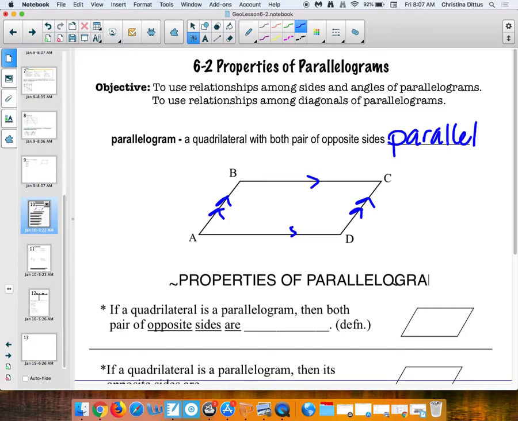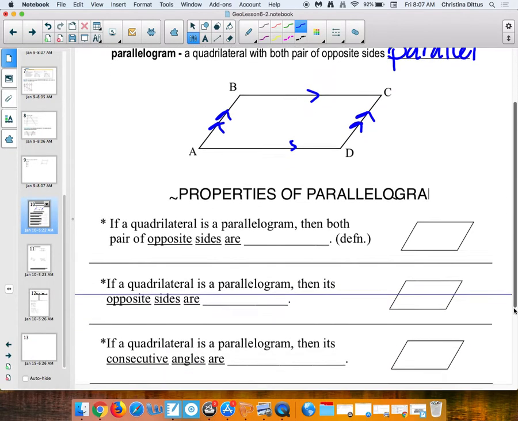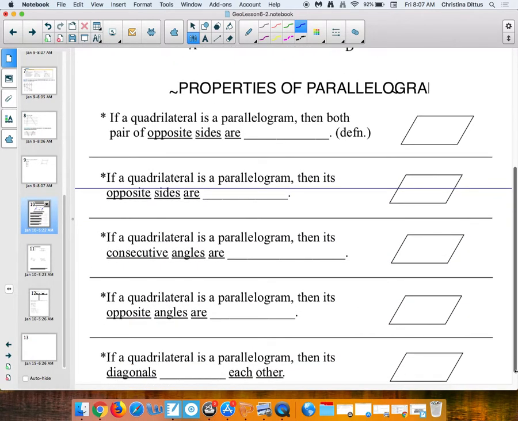What did we decide about our opposite sides, besides the fact that they're parallel? What else are they? Equal. They're equal, yeah. So my top and bottom are the same, and my left and right are the same. How about angles that are next to each other? What did we decide about those? They equal 180, yeah. And my opposite angles, what about opposite angles? They equal each other. They are equal.